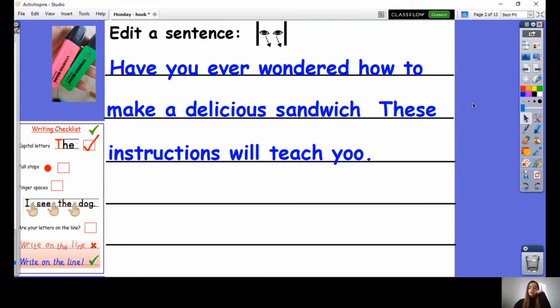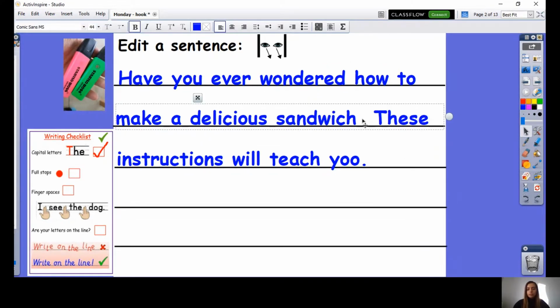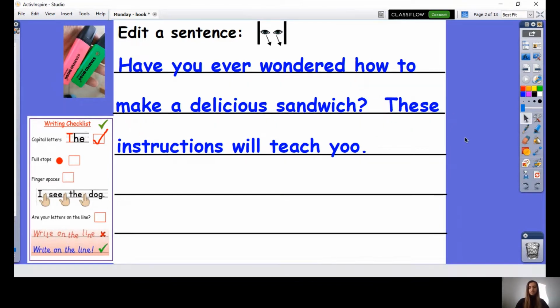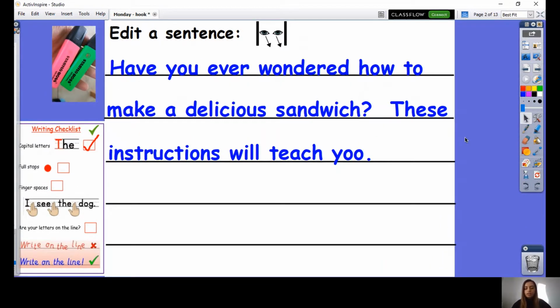What else have I forgotten in my sentence? Well done. I have forgotten my punctuation at the end of my first sentence. Now, as this is a question, what do I need at the end of that sentence? Fantastic. I need a question mark at the end of my sentence. Have you ever wondered how to make a delicious sandwich? I need a question mark. Fantastic. Who can spot our last mistake?